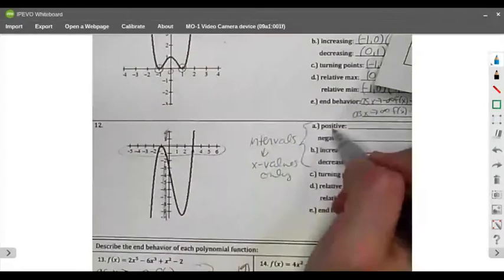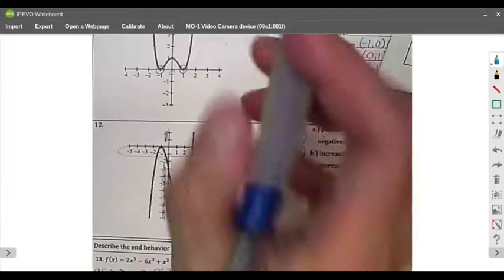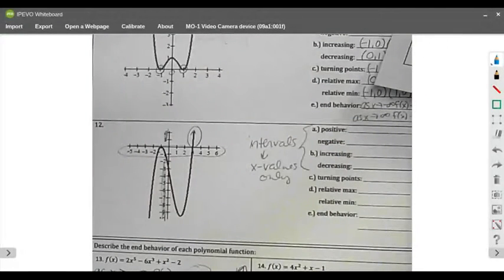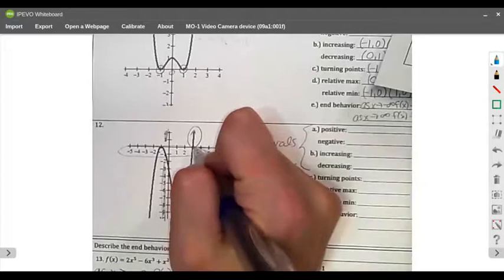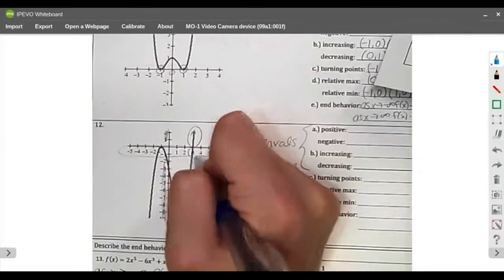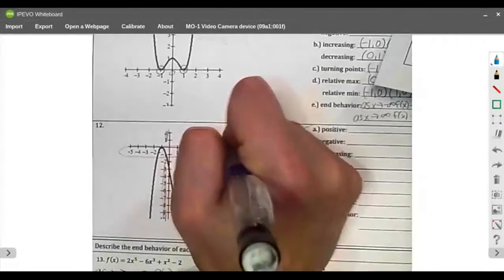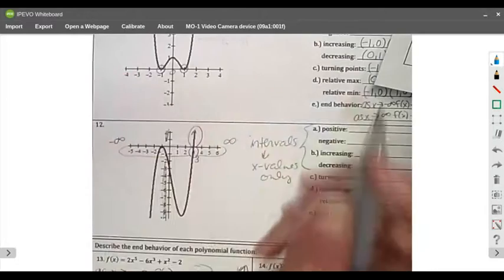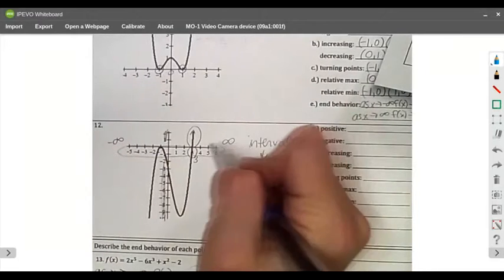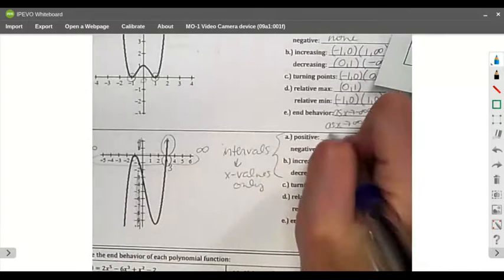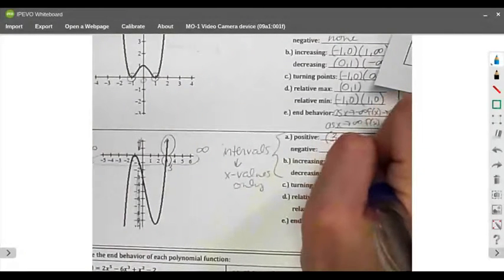So it's positive anytime it's above the x-axis. So this is the only part of it that's above the x-axis. It starts being positive. It starts going above the x-axis at 3. Does it ever stop being positive? It doesn't. So this is infinity. Remember, this is negative infinity. So it's going to keep being positive all the way to infinity. So the first one, positive interval, would be from 3 to infinity.